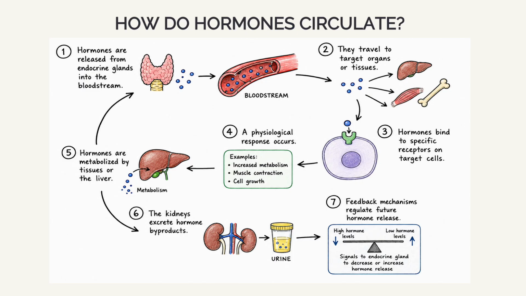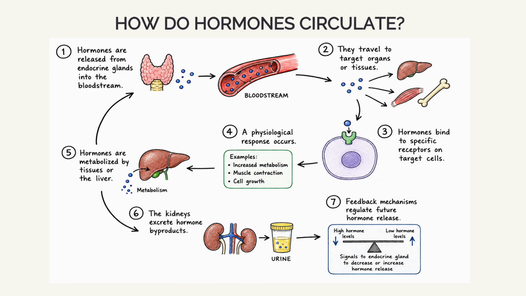Now, this diagram illustrates the journey of the hormone from its release from the gland, right, to its eventual elimination from the body, as well as how hormone levels are regulated through feedback mechanisms, right? So the process begins when an endocrine gland releases a hormone into the bloodstream. That's the beginning. Unlike exocrine glands, endocrine glands, we said, were ductless, right? So the hormones are secreted directly into the blood, and then they circulate throughout the body.